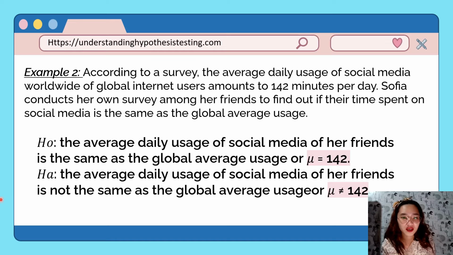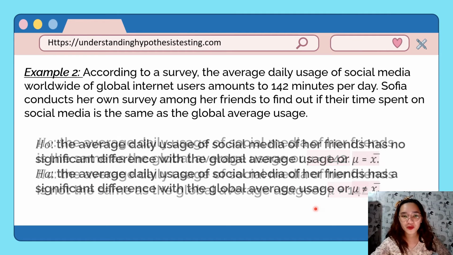So, equal lang siya. And yung alternative naman natin, the average daily usage of social media of her friends is not the same as the global average usage. Ayan. Mean is not equal to 142. Ayan. So, again, yung initial claim kasi natin, yung nandito sa null hypothesis. Since ang previous data is 142, so sa null hypothesis natin, i-state natin dun na equal din. Ayan, same siya. So, sa alternative hypothesis, dun natin sasabihin nga na hindi naman siya the same. Ayan, not the same or not equal.